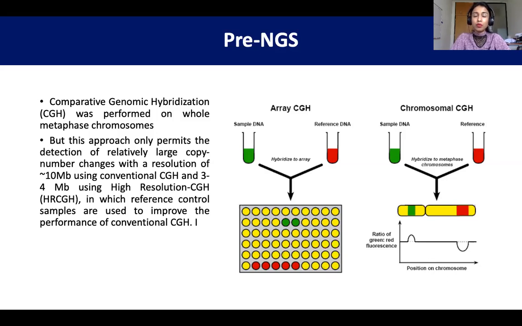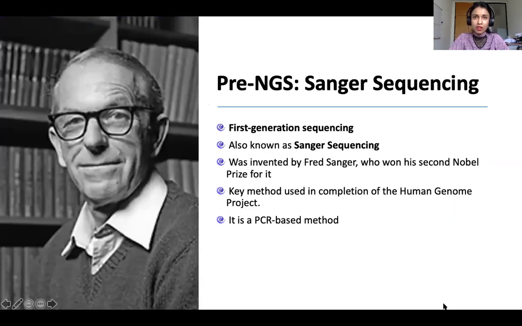And when they improved it and came up with high resolution CGH, the resolution was still not as good as array-based techniques, and about 3 to 4 MB changes were detectable, right? So these are the three techniques that researchers used before sequencing was introduced. Now that sequencing has been introduced, we'll move on to the next phase, right?